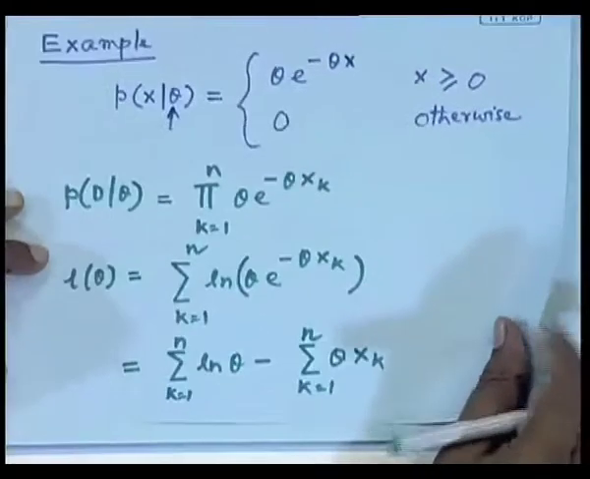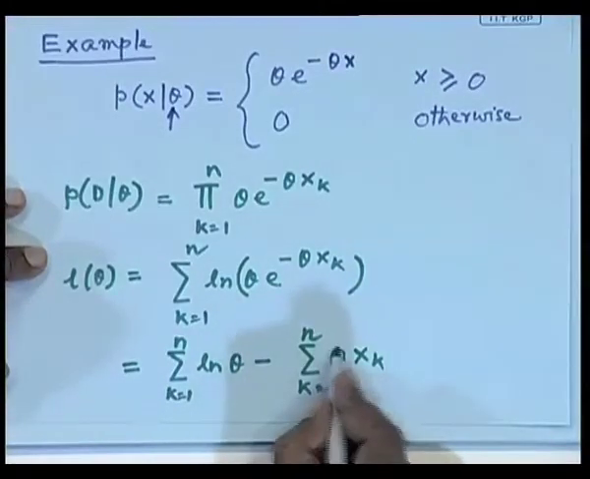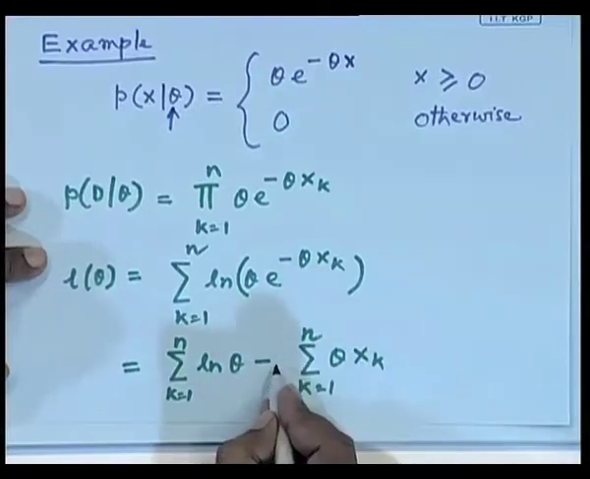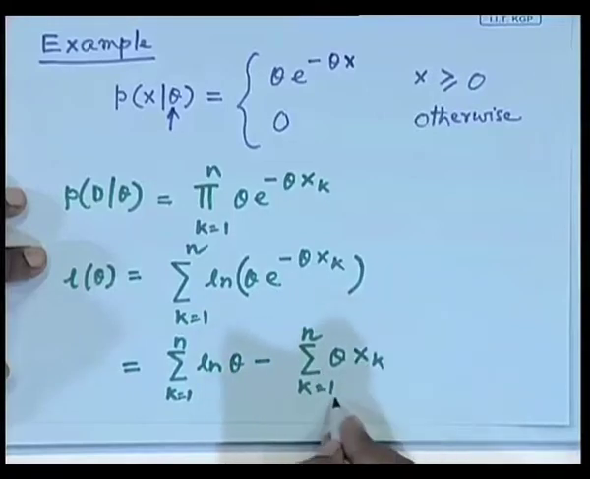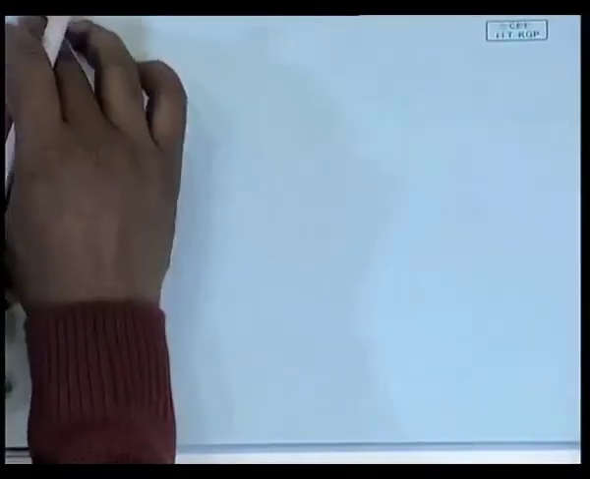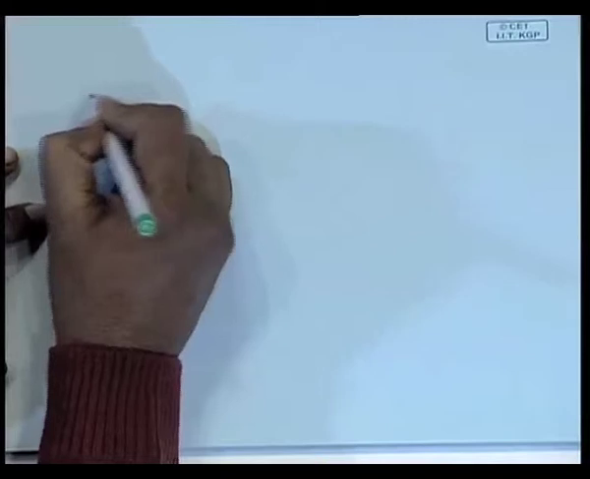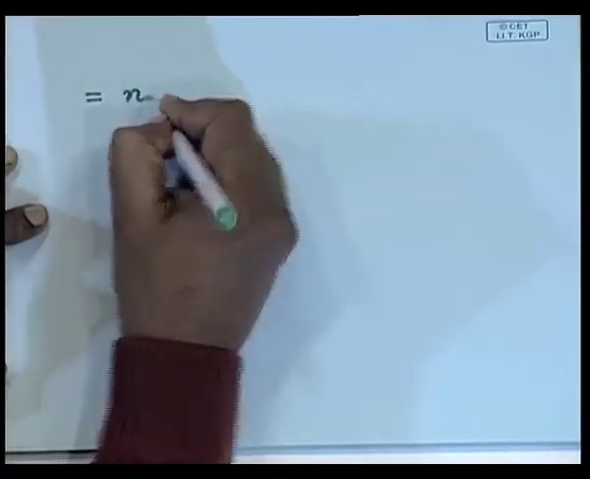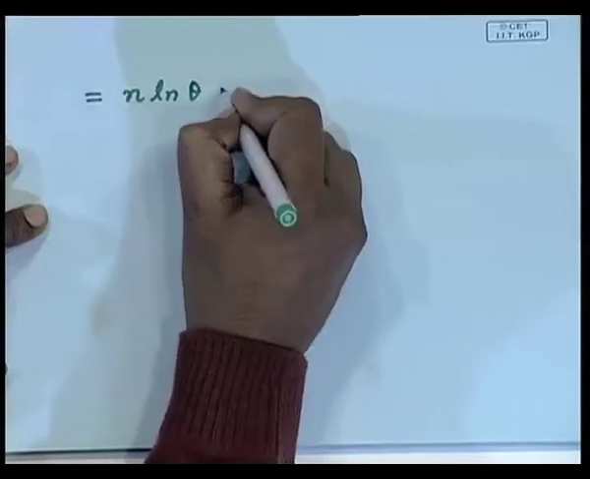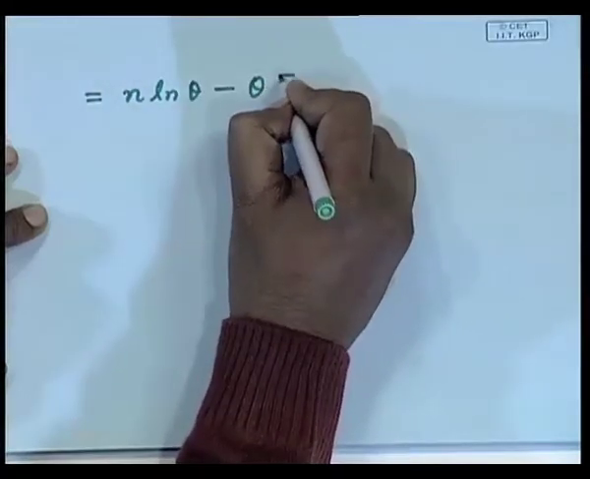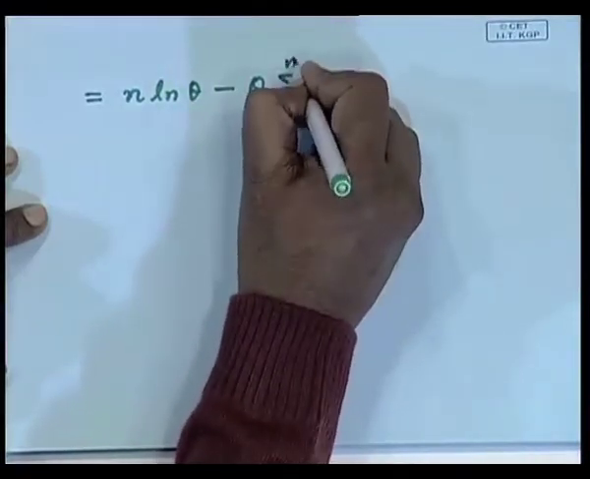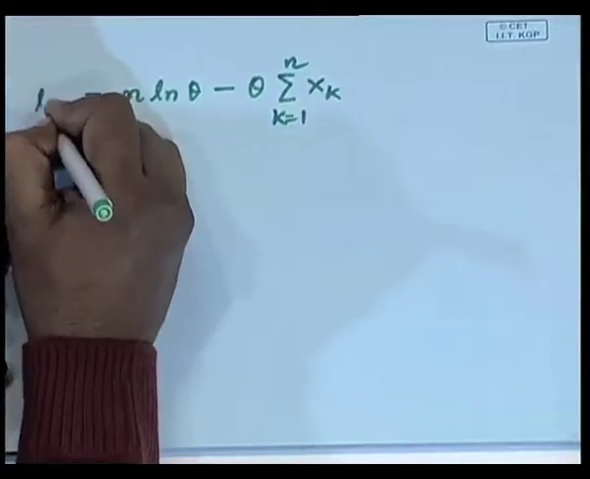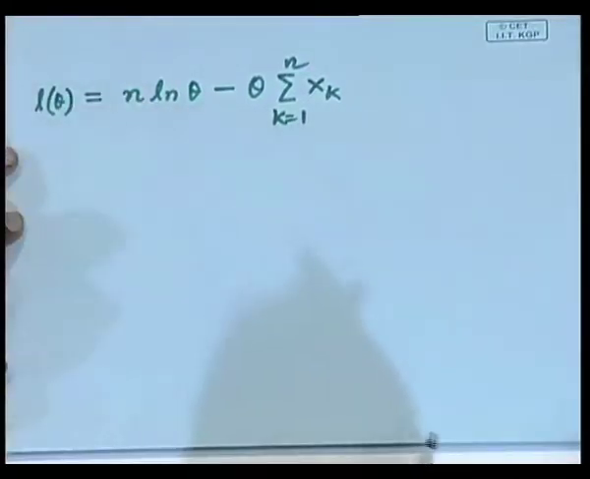So, here you find that it is theta into x k, sum is taken over k equal to 1 to n. So, I can take out theta outside the summation. So, it simply becomes theta into sum of x k, k varying from 1 to n. So, it will simply be n into ln theta minus theta into sum of x k, where k varies from 1 to n. So, that is my log likelihood L theta.